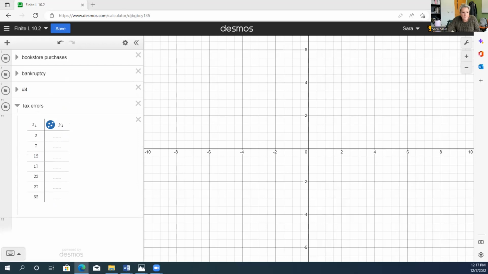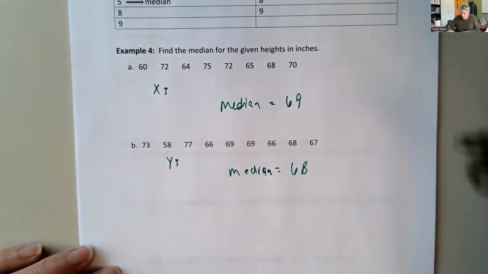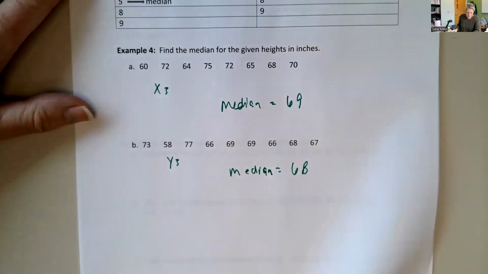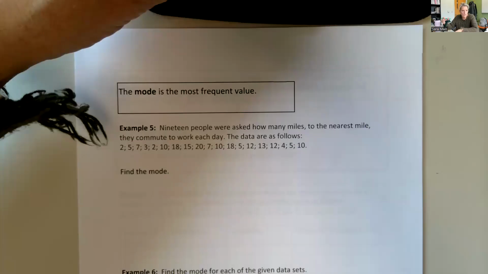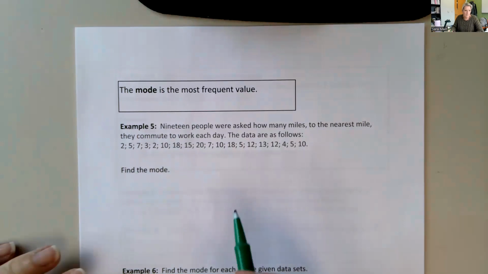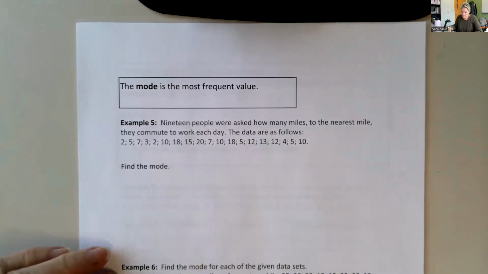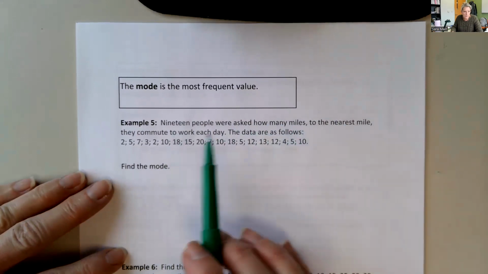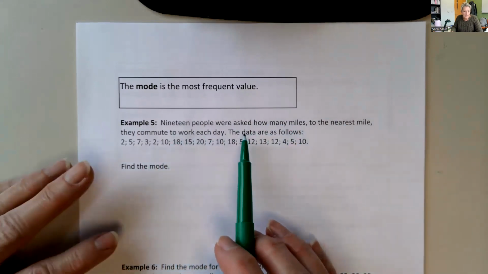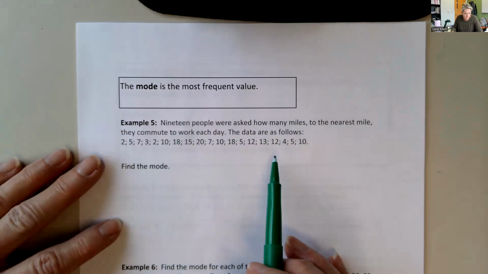So let's look at the third measure of central tendency. The third measure of central tendency is called the mode. The mode is the most frequent value. So if we look at example 5, it says 19 people were asked how many miles to the nearest mile they commute to work each day. The data are as follows.